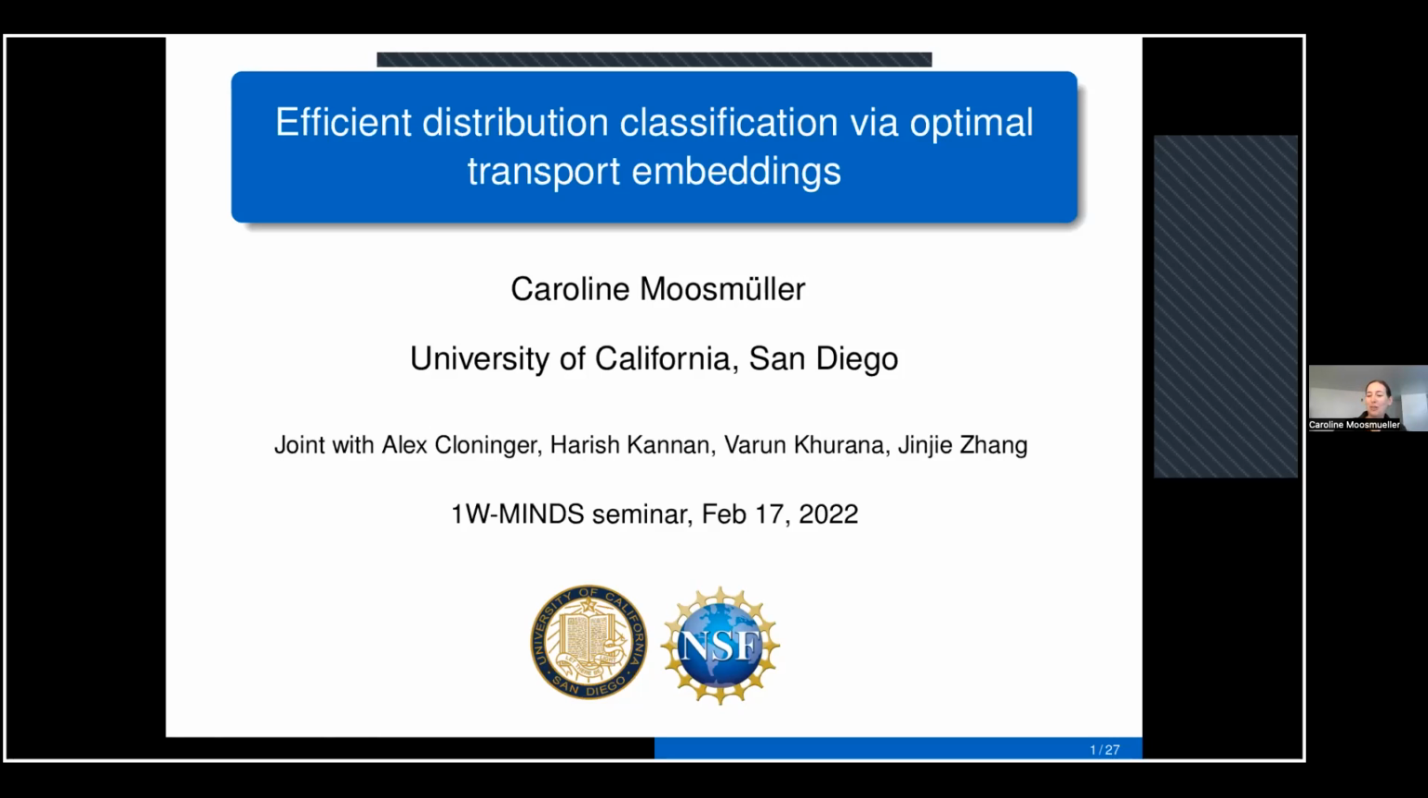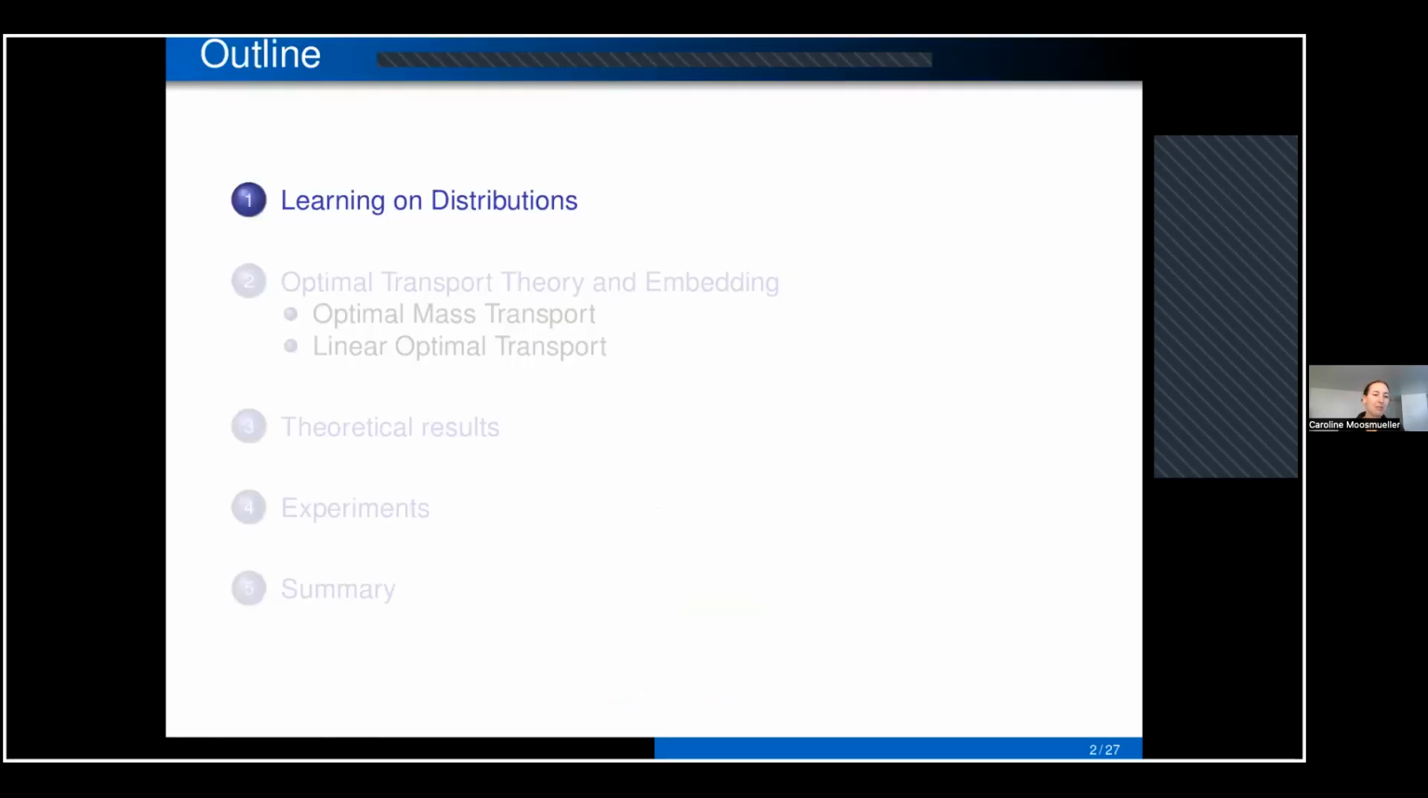What is the overview of the talk? I will have mainly 5 parts in this talk, while the last one is just a summary. So really, we're going to focus on the first 4. I will give a motivational introduction to what I mean by learning on distributions, and then talk about the optimal transport theory and embedding and how we're going to use that to do this learning problem on distributions. The third part will be about theoretical results, so things that we were able to prove in this setup. And then the last one about some experiments we ran mostly on image classification tasks.